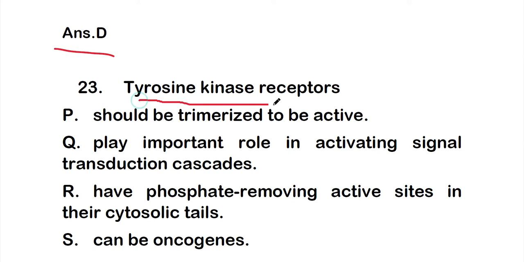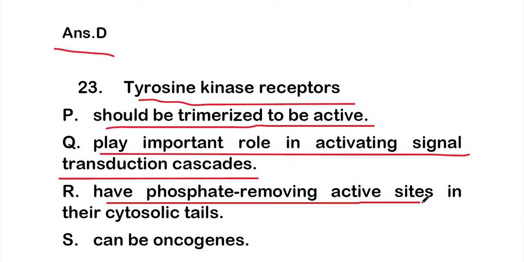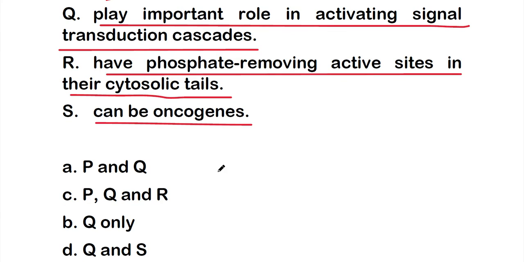Tyrosine kinase receptors: option P, should be trimerized to be active; option Q, play an important role in activating signal transduction cascades; option R, have phosphate removing active sites in their cytosolic tails; or option S, can be oncogenes. So which arrangement of these statements is correct? Option A, P and Q statements are correct; option C, P, Q, R is correct; option B, Q only is correct; or option D, Q and R statements are correct. So which one is correct?